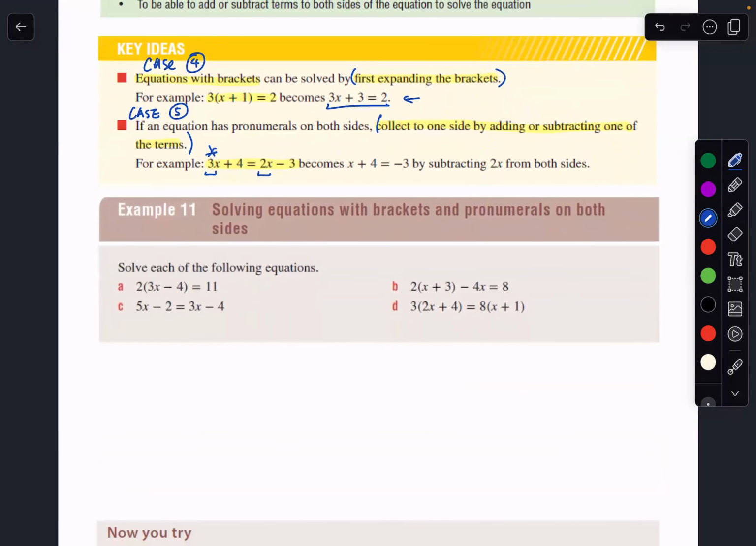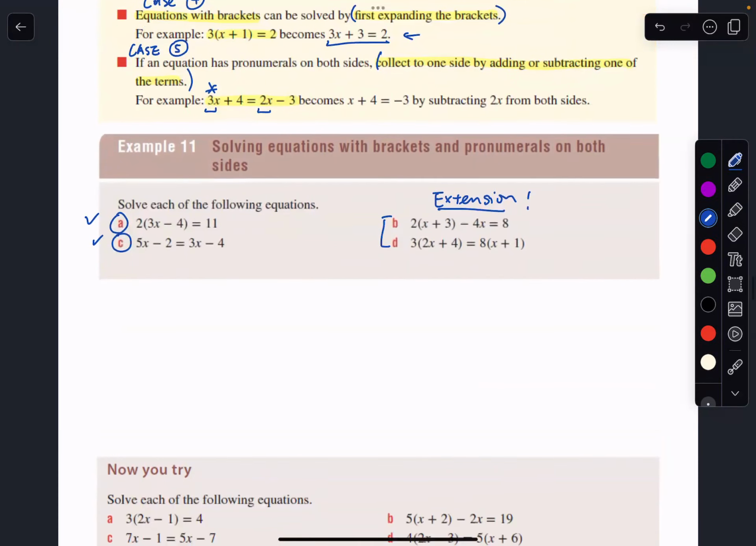All right, let's have a look at the examples now. I'm going to show you only A and C. We only need these two. B and D are extension, so if you want to challenge yourself a bit, you can try these 2 questions later. Question A: 2 brackets, 3x minus 4 equals 11. This one is case 4.